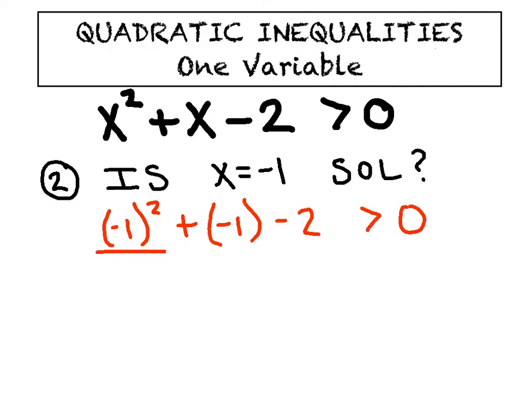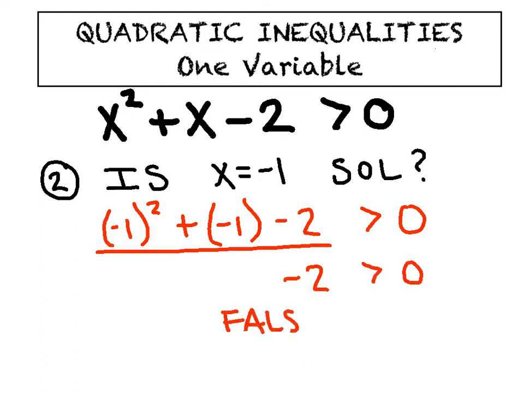And as we evaluate these numbers, I ended up getting negative 2. And then we ask ourselves, is negative 2 really greater than 0? And I would certainly say false to that statement. Therefore, x equals negative 1 is not a solution to this quadratic inequality.